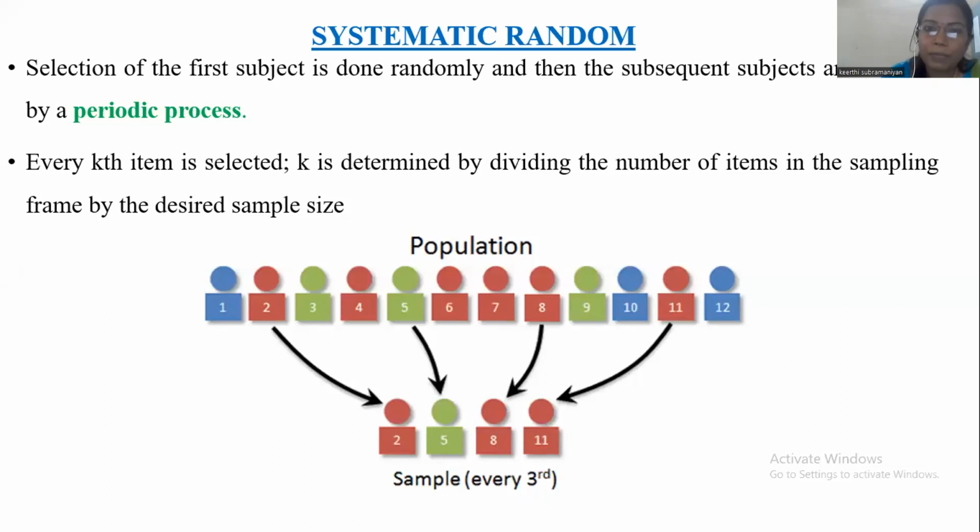The first number I will pick up randomly, say 4, 5 or anything. So let it be 7. So my next number is going to be 7 plus 10. Next is 17 plus 10. Next is 27 plus 10 and so on. Okay. So that is about systematic random sampling.